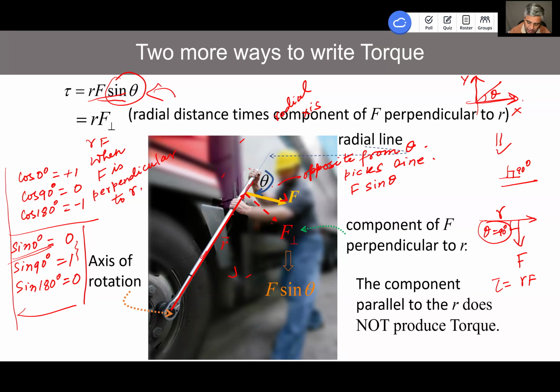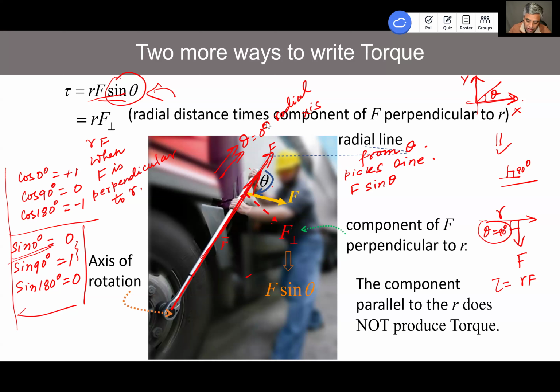So R is here. If we want to draw a force at 0 degrees with that R, then we need to draw a force right there, or parallel, right? So when they are parallel, that's 0 degrees. That means R and F both should be pointing in the same direction. So that is a special case. It's like you put that wrench and you pull the wrench straight along the length of the wrench. Of course, it's not going to turn. So that's why torque is 0.